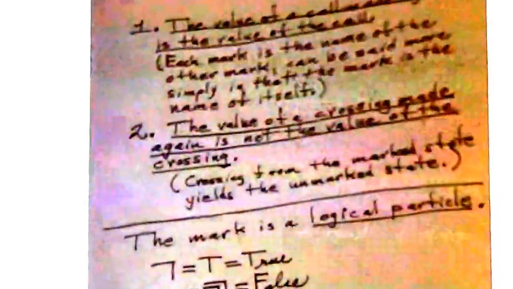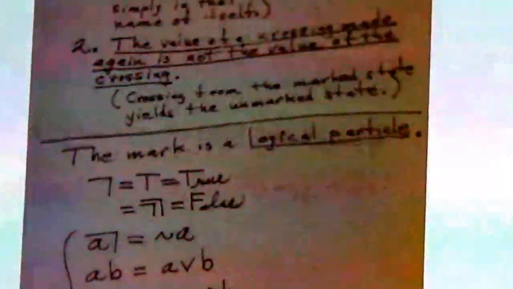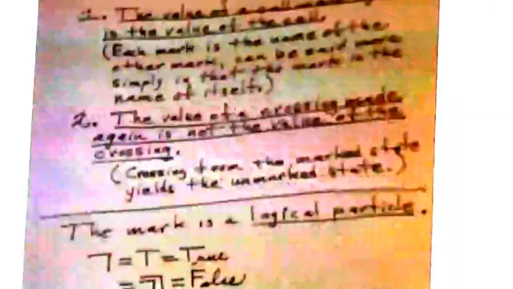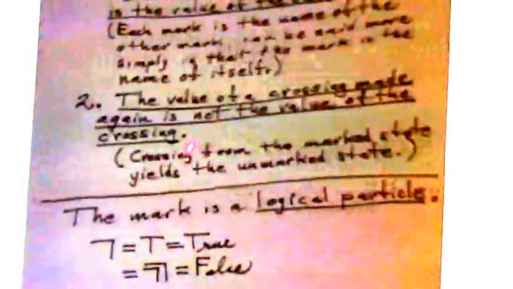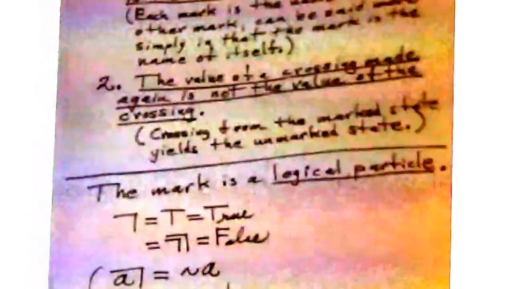That is, each mark is the name of the other mark, and it can be said more simply in that the mark is the name of itself. So each mark is the name of the other one, and one of them can be eliminated. The value of a crossing made again is not the value of the crossing. Crossing from the marked state is the unmarked state.